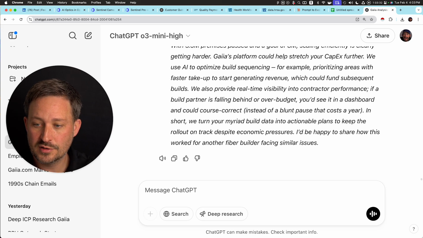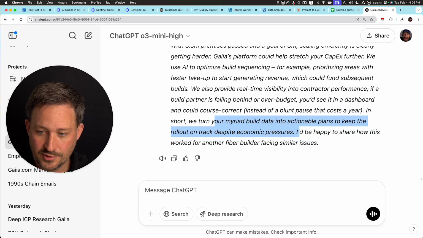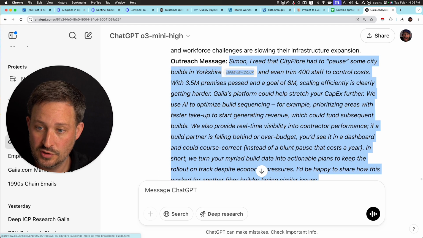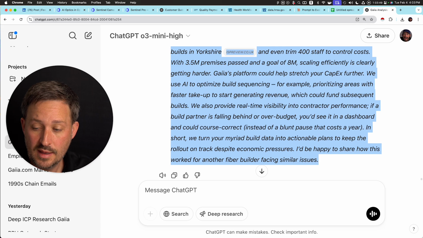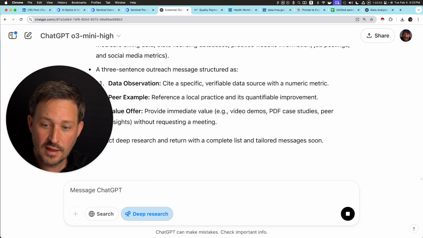And then this is too long. Like if a build partner is falling behind, you'd see it in a dashboard and could course correct instead of a blunt pause that costs a year. In short, we'll help you build in actual plans to keep the rollout on track despite economic pressures. This message is almost good enough to just send. It's a little too long, but the data is really, really good.